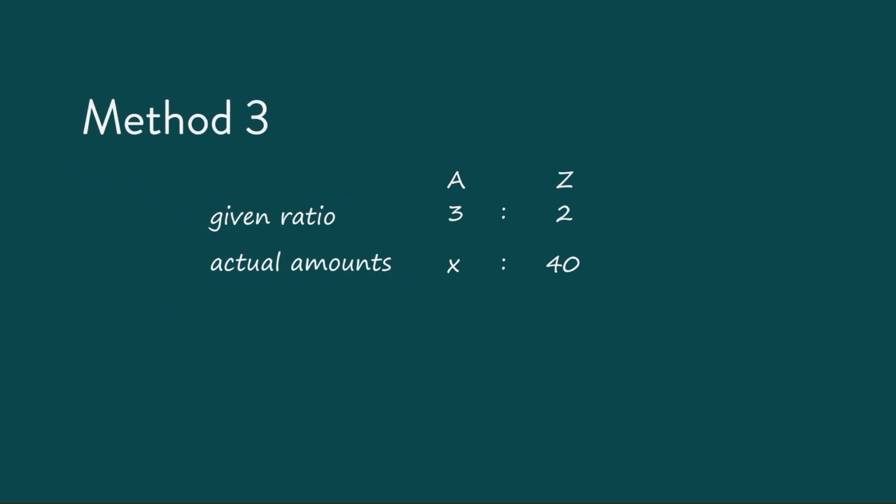Method 3. In going from the first row to the second row, 2 becomes 40 by multiplying by 20. Therefore, since the two ratios are equivalent, 3 must be multiplied by 20 to become the value of X. We have then X equals 3 times 20, which equals 60. We'll record this on a sticky note.